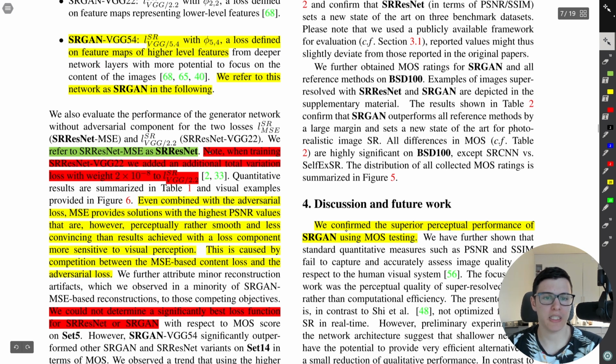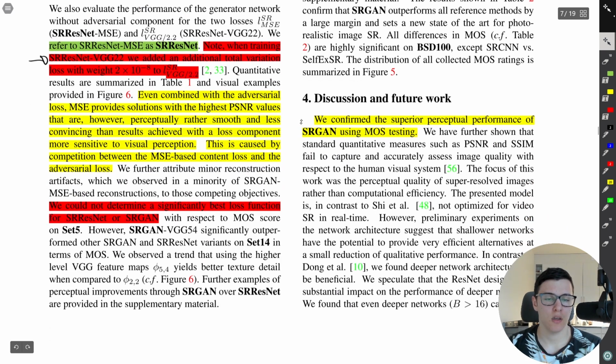And then they also sneak in this note that when training SRResNet VGG22, they added an additional total variation loss with weight 2 times 10 raised to minus 8. But that is, to my understanding, only when training SRResNet based on VGG22. So I guess for the good one, right, the one that we want, SRGAN VGG54, they didn't use that.